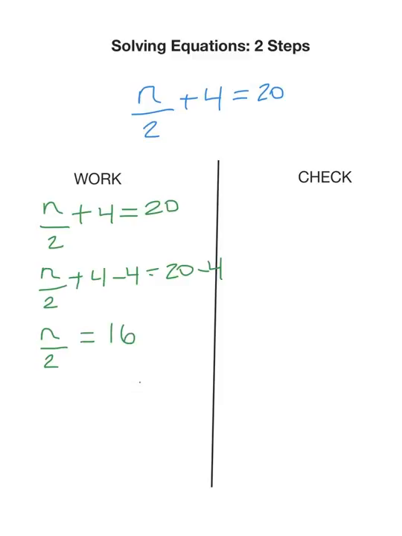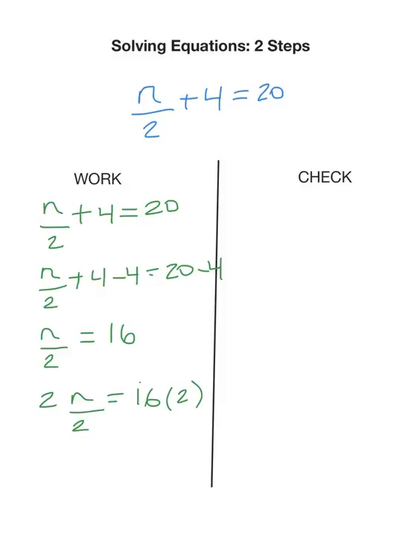16. Now, as you can recall from the previous example, the opposite of multiplication was division. So now here, if we want to get rid of this 2, the opposite of division will be multiplication. So what we need to do is multiply both sides of the equation by 2 in order to get rid of this 2 over here and keep n alone. So we're going to rewrite this as 2 times n over 2 equals 16 times 2.